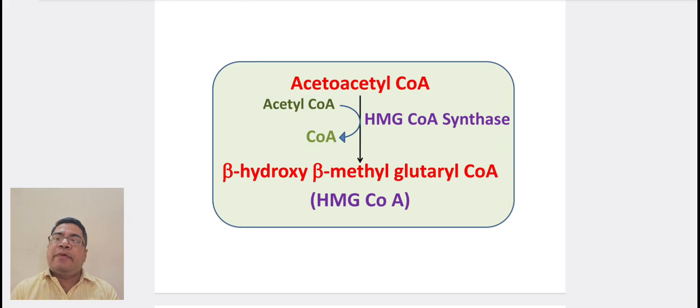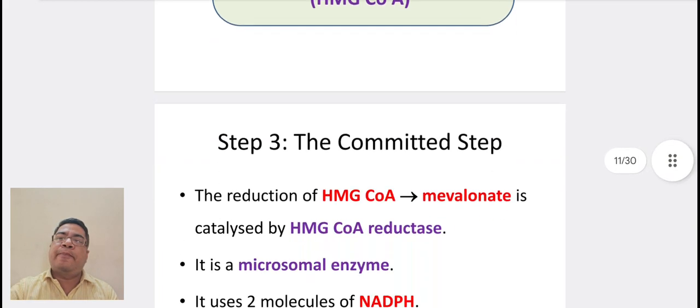In this diagram, we can see acetoacetyl CoA is converted to beta hydroxy beta methyl glutaryl CoA with the addition of acetyl CoA and removal of CoA molecule in the presence of enzyme HMG CoA synthase.